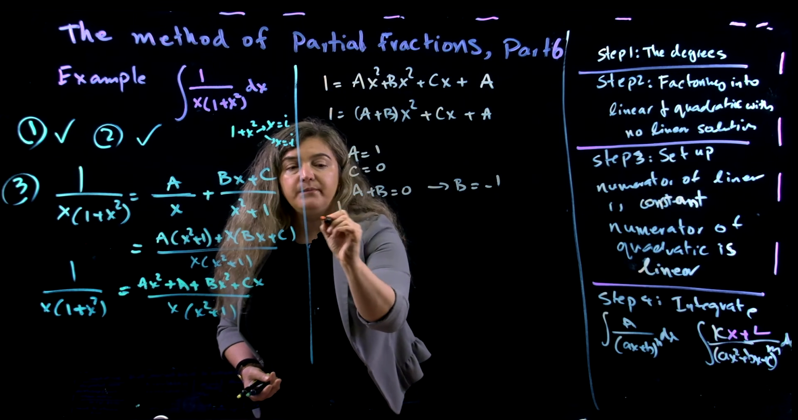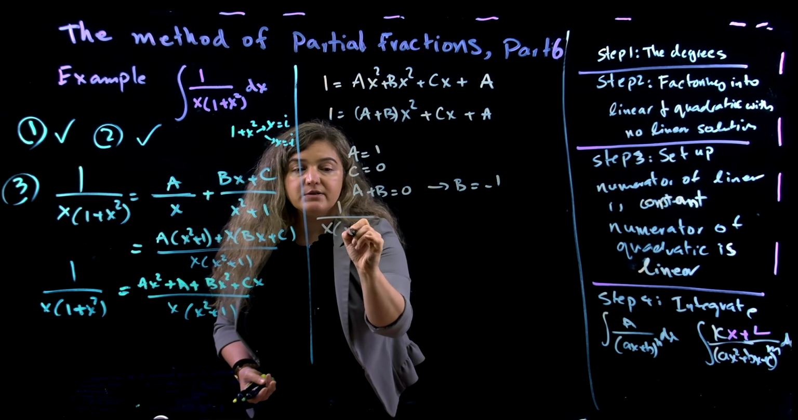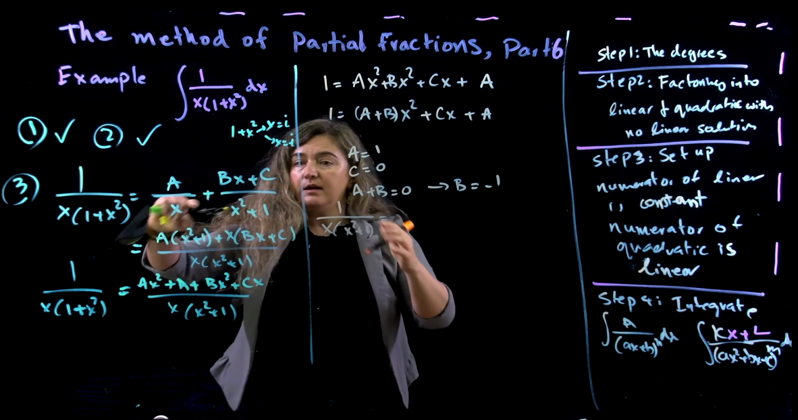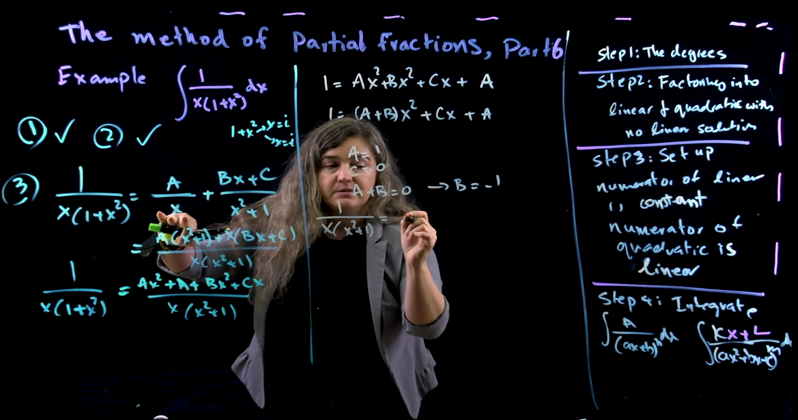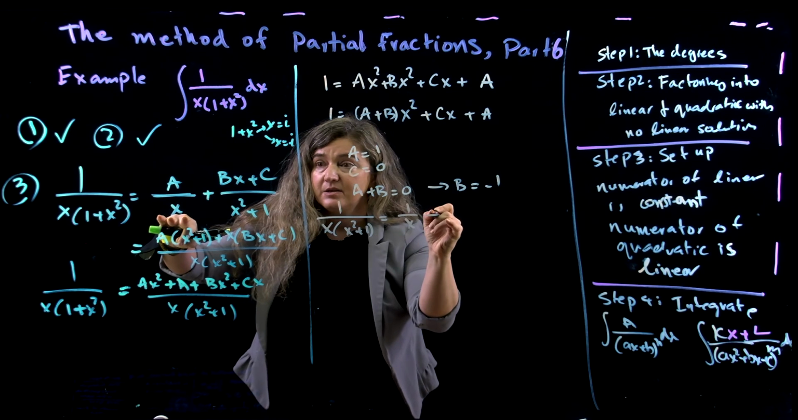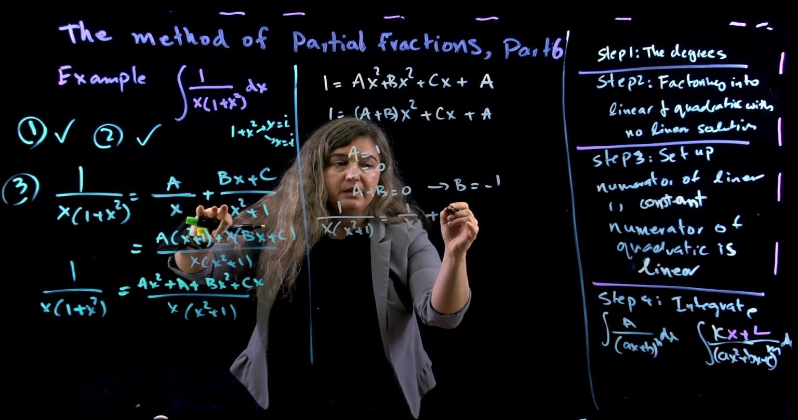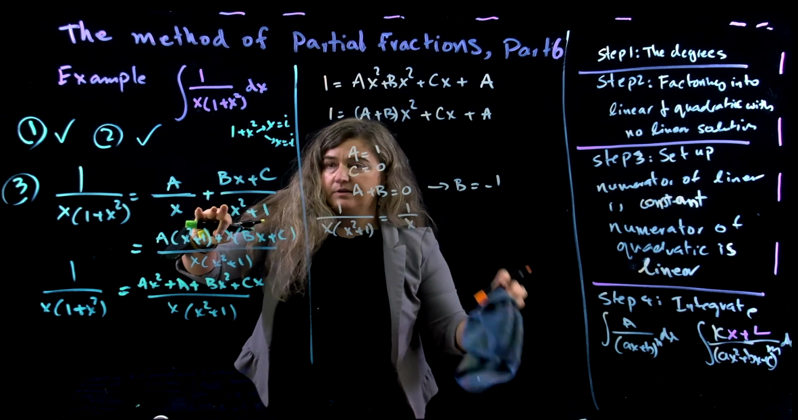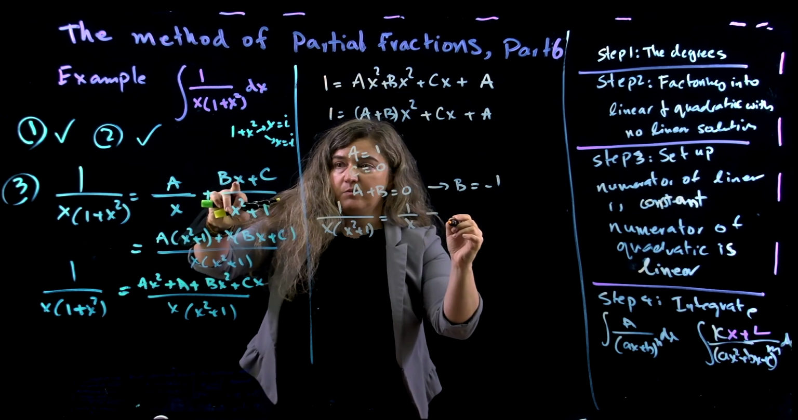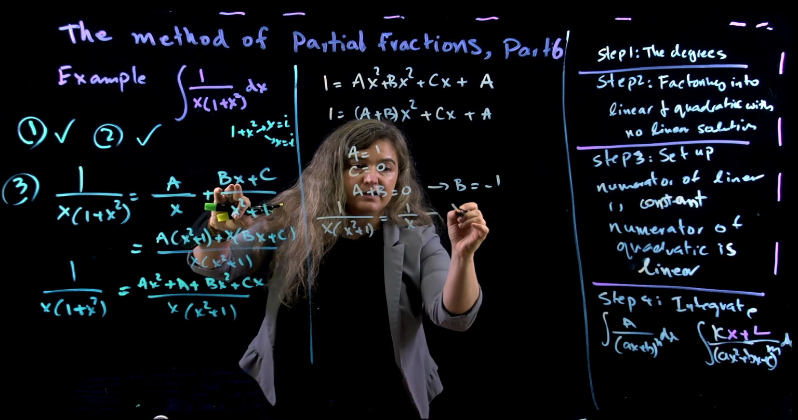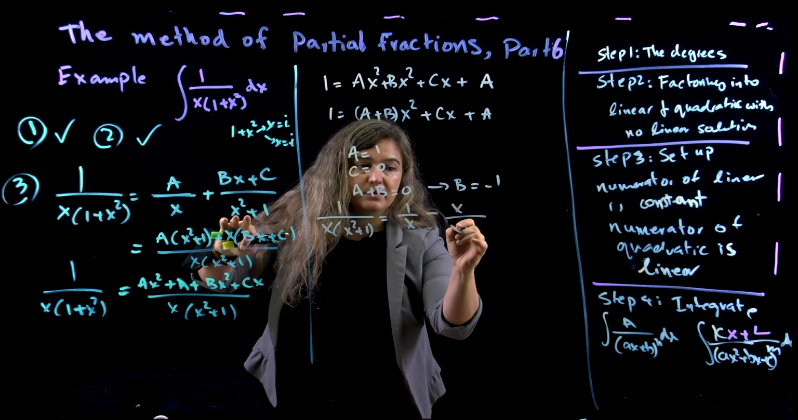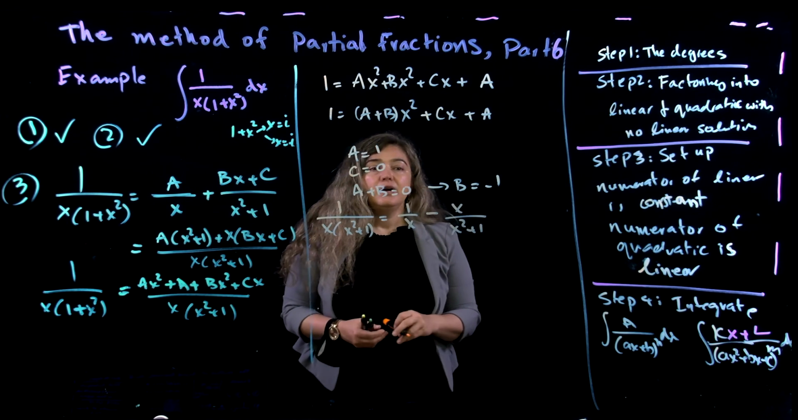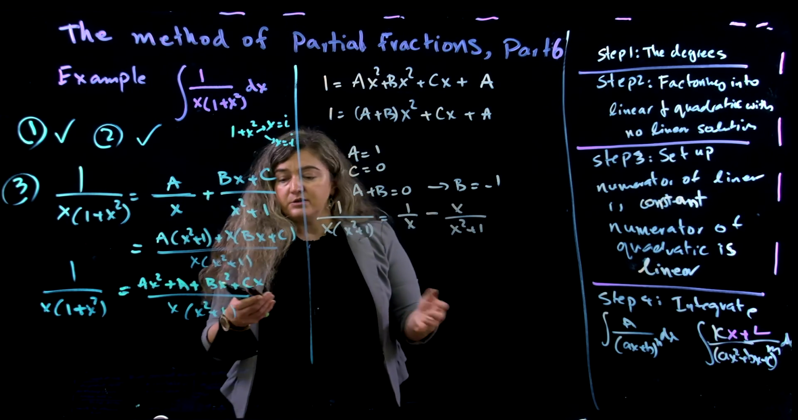Now rewrite the entire thing, and what you get is 1 over x times x squared plus 1 is really equal to, go back here, a is 1 over x plus negative 1 times x, which is negative x over x squared plus 1. c was 0, right?